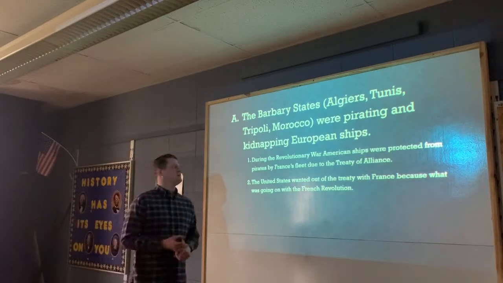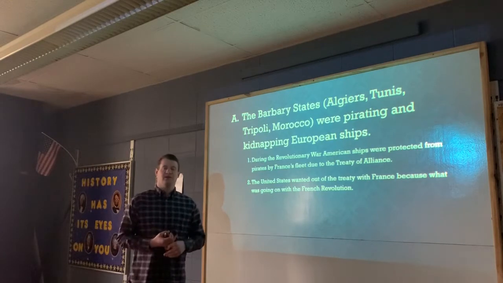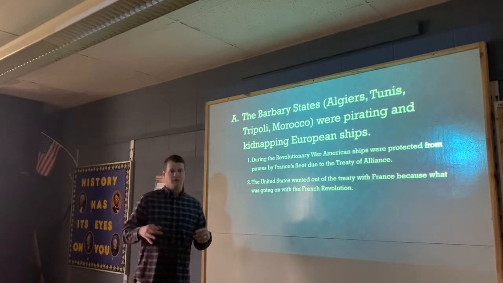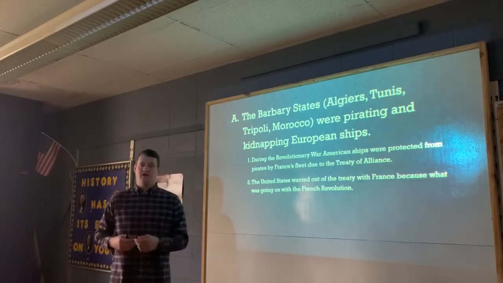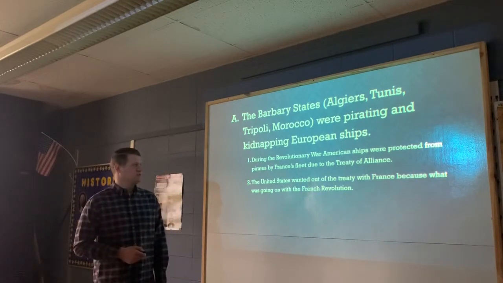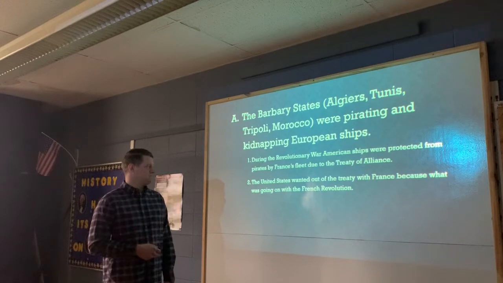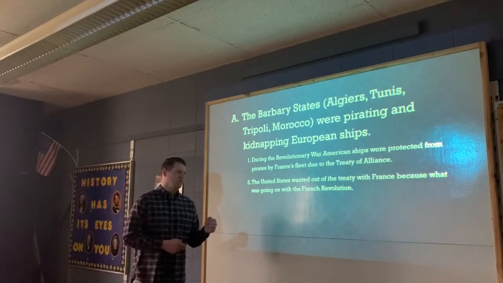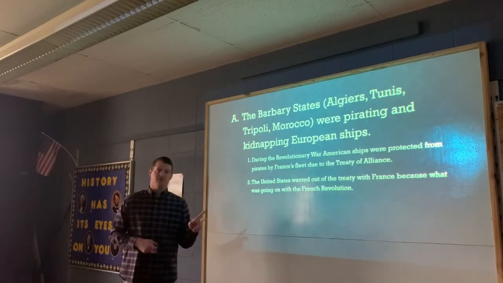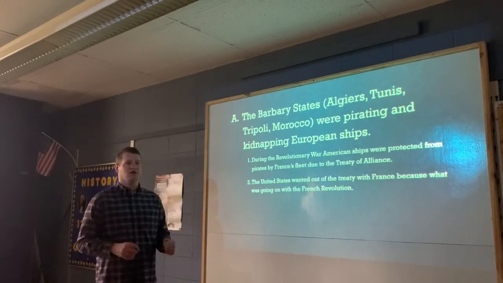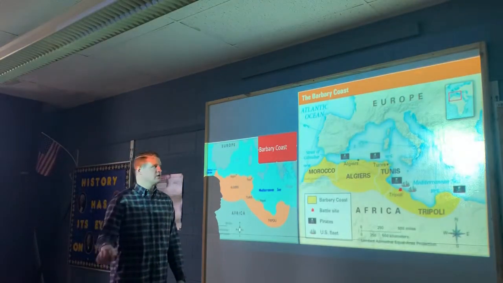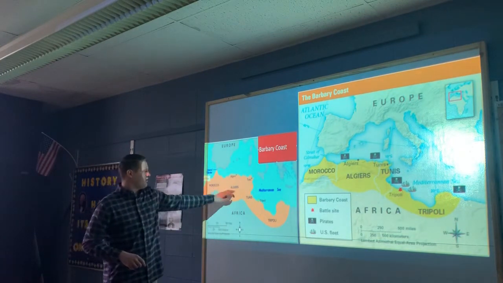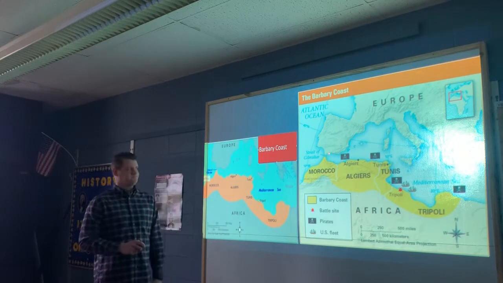The pirates were attacking European ships, they were attacking American ships, they were attacking any ships in that area. They would steal the stuff on board, they would steal the ships, they would kidnap the sailors, just different things there. American ships were protected because of the Treaty of Alliance. After the war, after the American Revolution, the Americans wanted out of that treaty because of what was going on with the French Revolution.